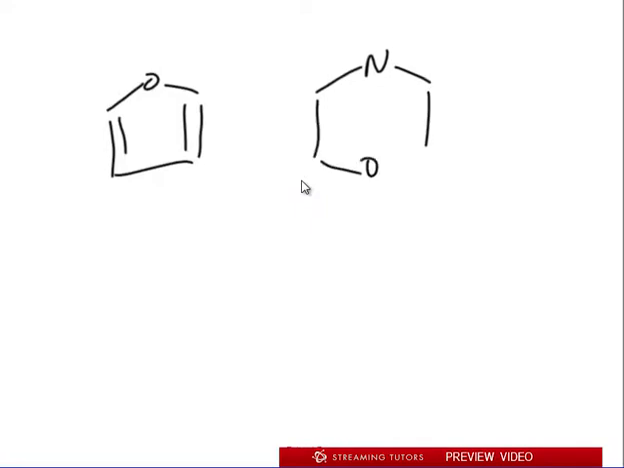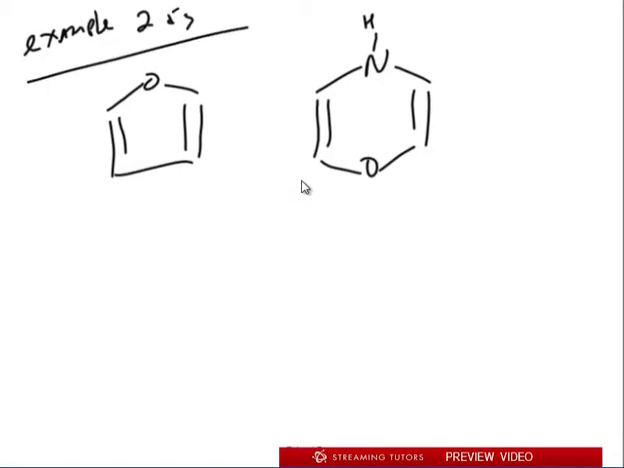For example, we can have an oxygen, and we can have, let's say, a combination of a nitrogen and an oxygen. So here are 2 more examples, example 2 and 3.